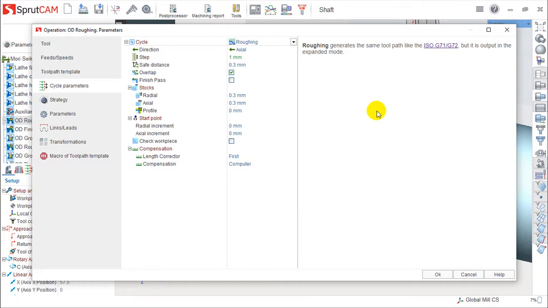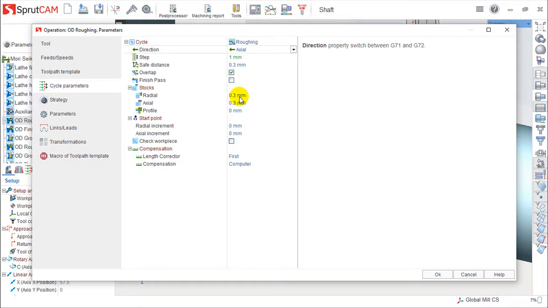Regarding cycles, we have specific parameters for each cycle, as you may understand. So the cycle itself, we have a couple of them. Direction, we can also define which is the direction of work. Steps, safe distances, we have them also in milling. The possibility to overlap, in turning, is a very important parameter. Doing a finish pass is the same concept that we have in milling, but also different from what we do in milling.